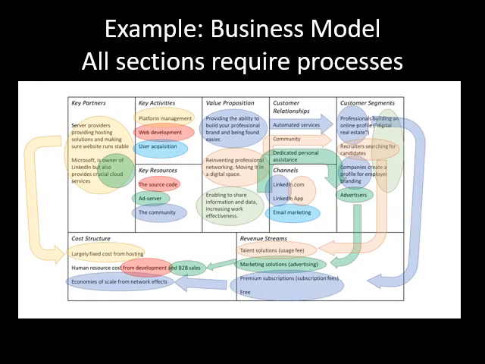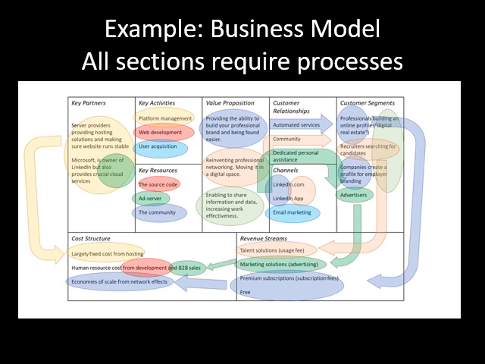So if you remember, we had an example of a business model. And all of these business models would effectively have a process. So there would be a process for managing channels. There would be a process for managing customer relationships. The value proposition would be a collection of processes. The activities of platform management or web development would have processes. So fundamentally, throughout the business model, you will find different processes.